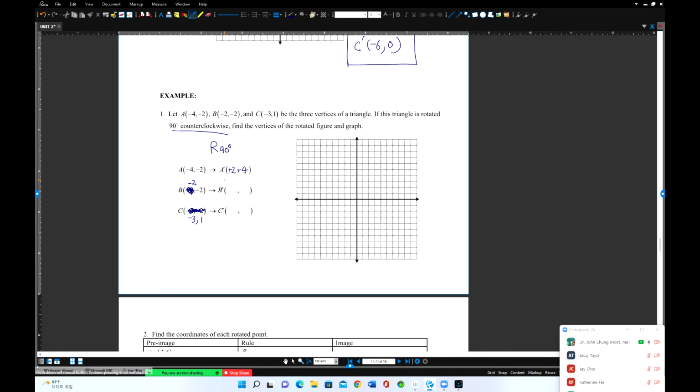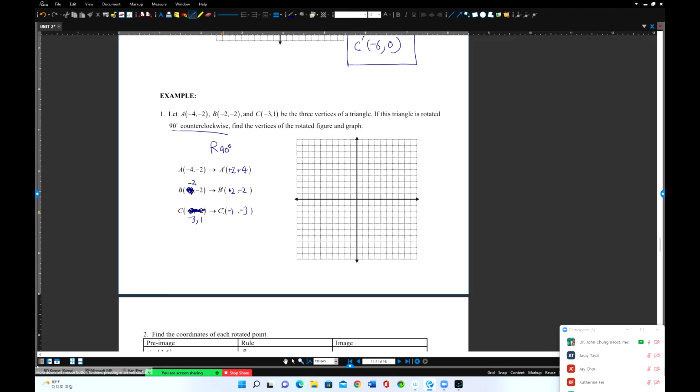That's the coordinate of image A. Now point B is what? Negative 2, negative 2. Switch. Negative 2, negative 2, but the first number gets one more negative. Negative, negative, positive 2 and negative 2. The image of point C is what? Switch X and Y again. 1 and negative 3, but the first number gets the negative sign one more time.